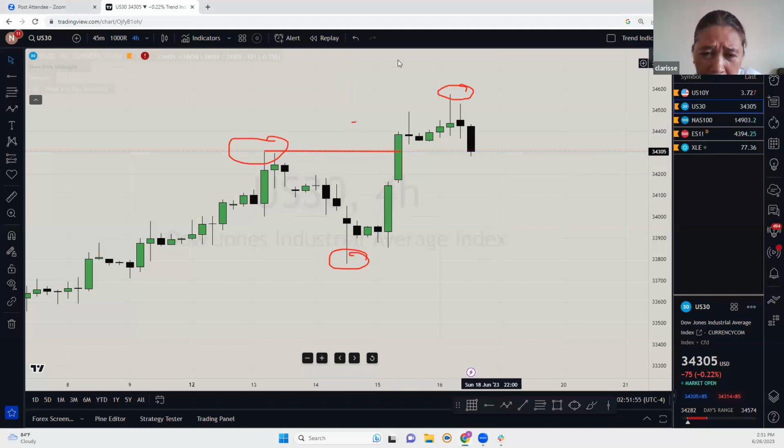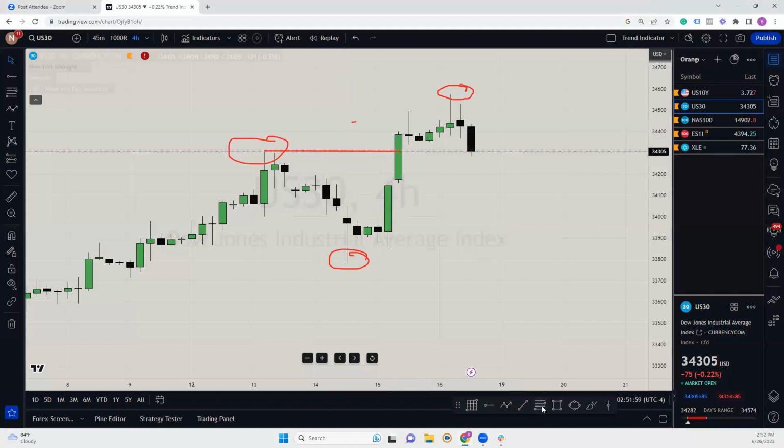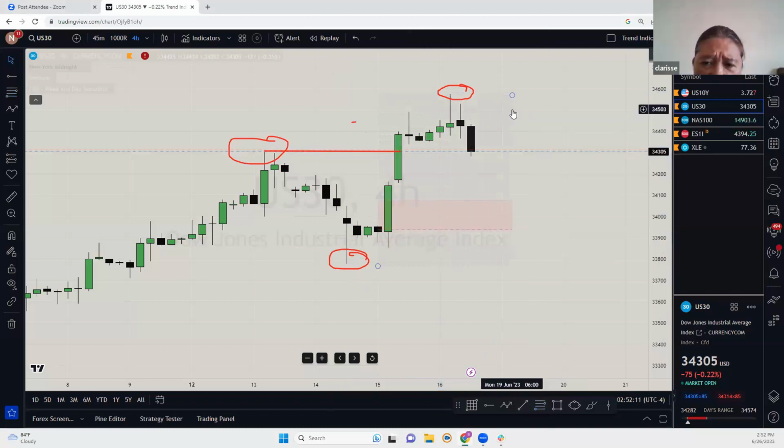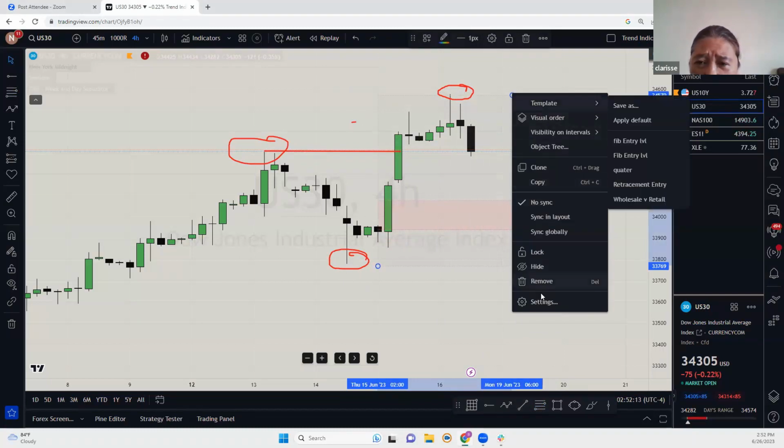So how can I know which one the price is likely to go to? We pull a fib from this low to this high. What is that? This is Fibonacci.